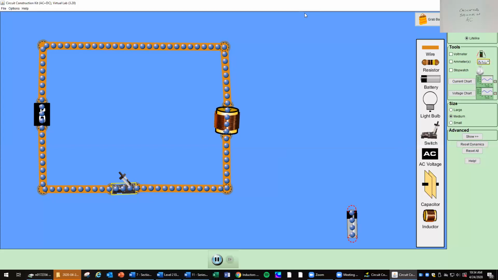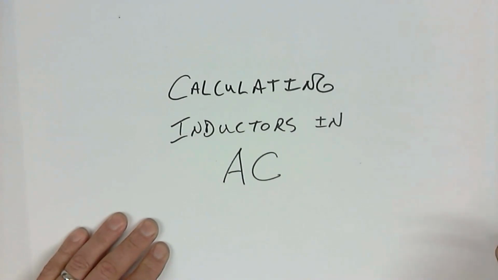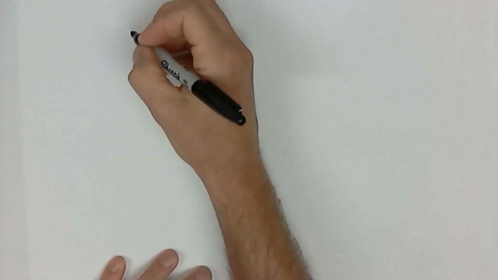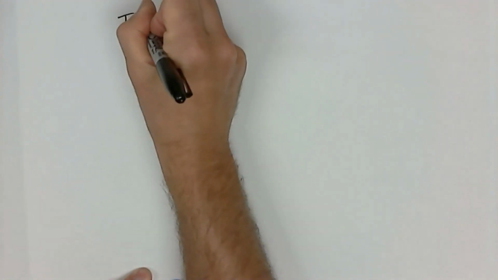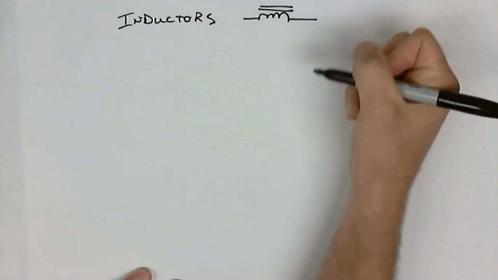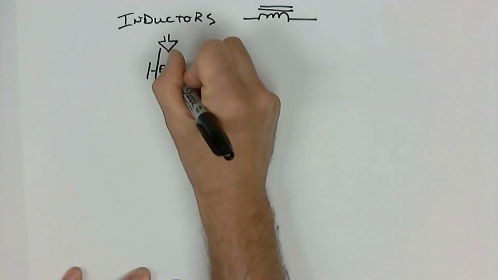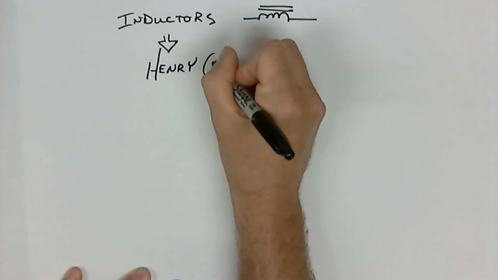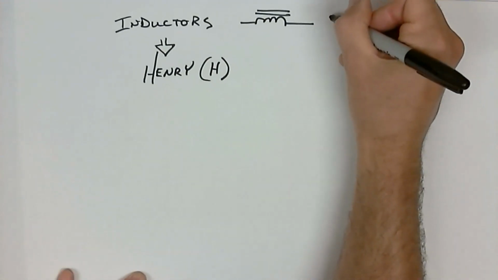So let's go back to our sheet of paper here and see what we have for calculating values. So when we calculate inductors in AC, we still have the same properties as a DC inductor circuit in some way. So inductors, there's my inductor. Inductors are measured in henries, which is represented with an H for a measured value. Inductors themselves in an equation are always represented with an L.